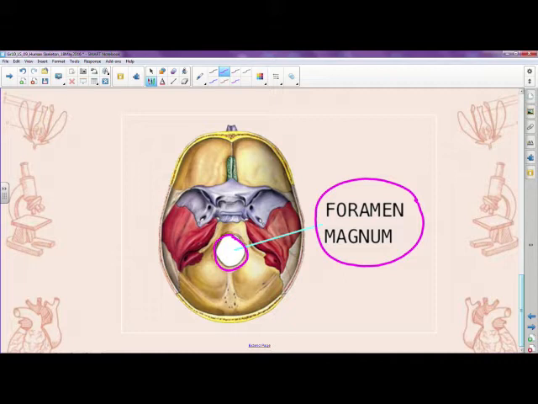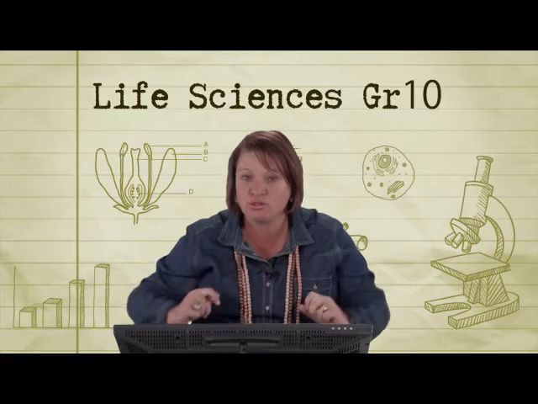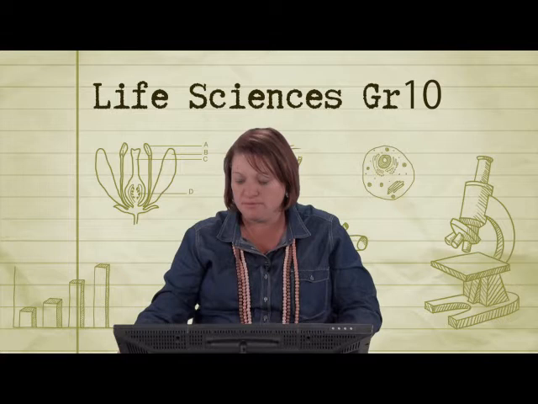Now what happens is, when you go to grade 12, the position of this foramen magnum is going to have an effect on whether you walk upright, which is called bipedalism, or whether you walk on fours, which is called quadrupedalism.